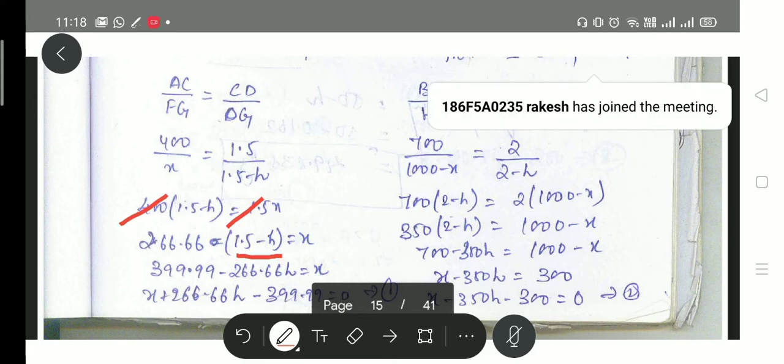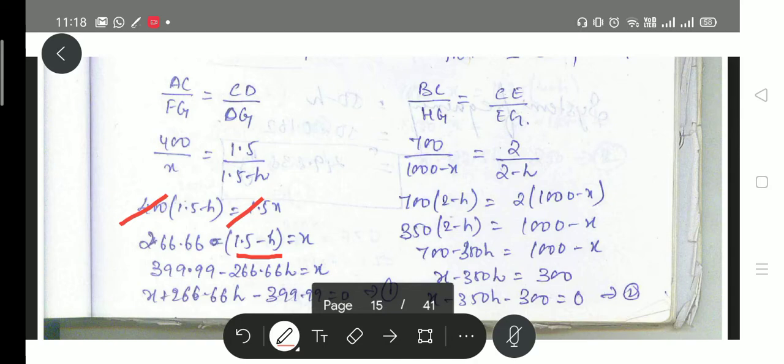Okay, from this we can take X minus 399.99 is equal to minus 266.66 H. This is equation number 1. Then second machine.